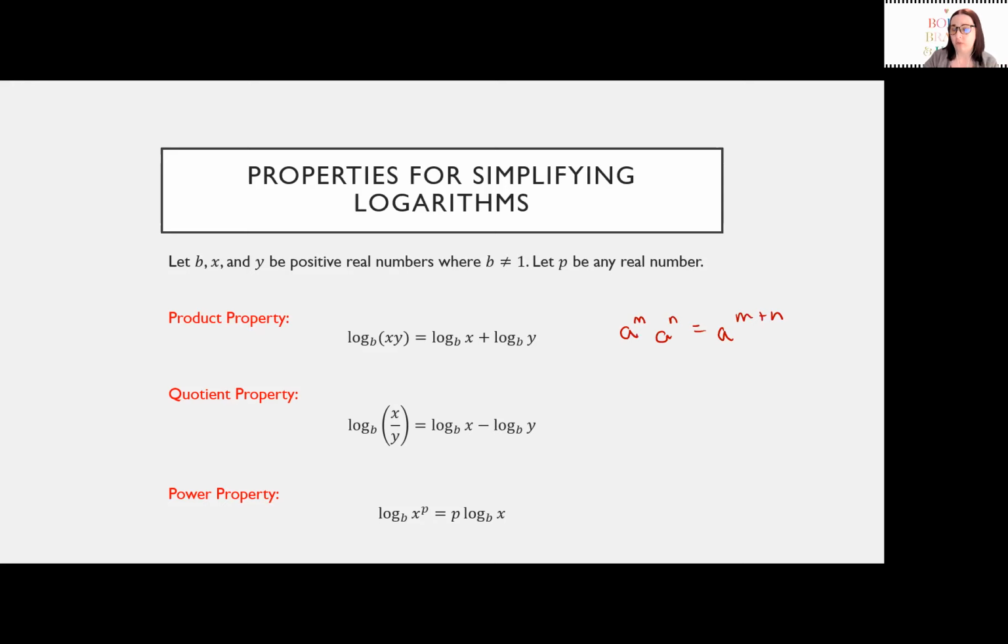We have the quotient property, which is also very similar to exponents. If you have division going on inside a logarithm, you can rewrite that as subtraction. That stems from the fact that if you are dividing things with exponents, the exponents subtract. So it's the same rule: you have something with division, and in this case, we can rewrite it as subtraction. And then we have the power property.